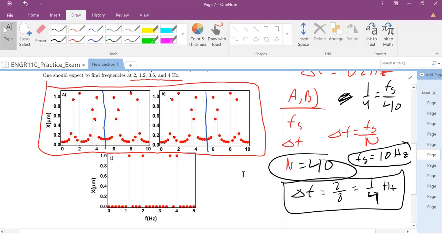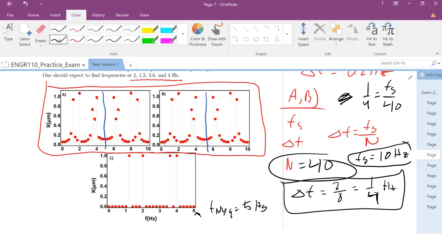Now let's look at C. Is this mirror symmetry? No. So we know that this is plotted to basically N over 2 number of points. So we know that our Nyquist frequency, F Nyquist, is going to be 5 hertz. You could also use the expression that Fs is equal to 2 times F Nyquist, but we'll skip that for later. So we know that this is going to be our Nyquist frequency, and we are plotting to N divided by 2 points.